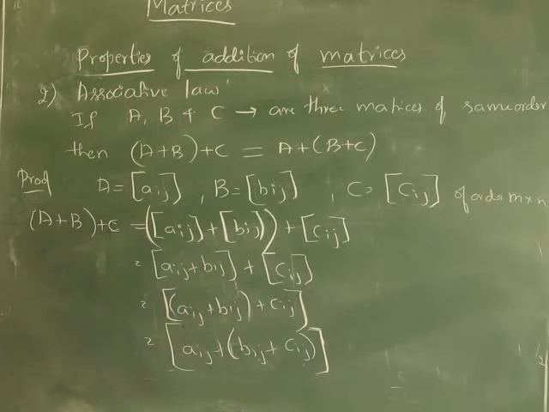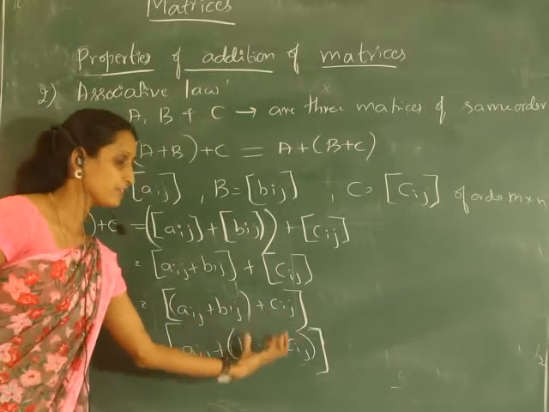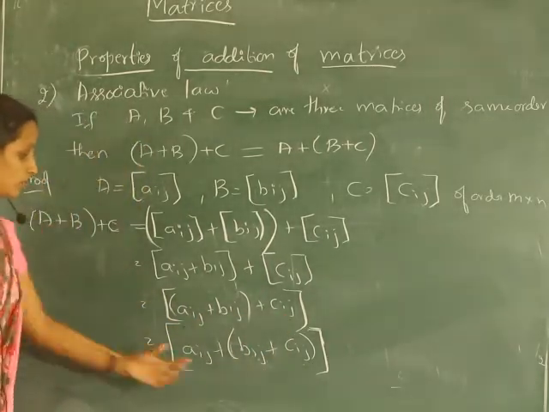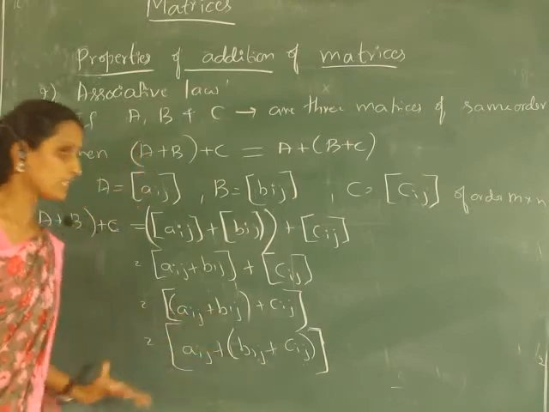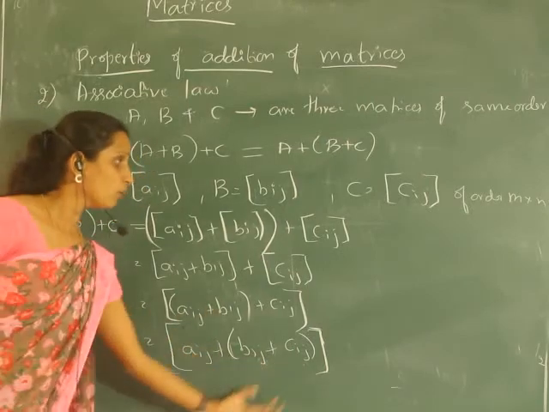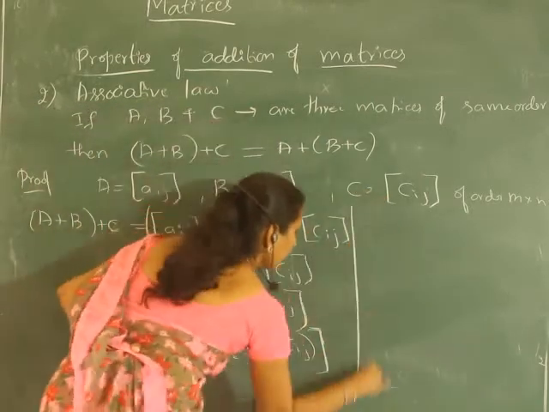So now I have taken these two together, Bij and Cij are together. Now, this is one matrix, again we can split this. This is one matrix and this is one more matrix. So how can we write in the next step?